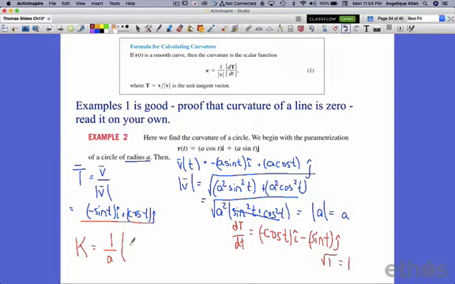So the curvature here is 1 over a times the magnitude of dT/dt, which is 1, which is just 1 over a, 1 over the radius. That is the curvature of a circle. So here's the specific answer to our problem. Here is a generalized takeaway: the curvature of a circle is always going to be the reciprocal of the radius length. Okay? All right, moving on.